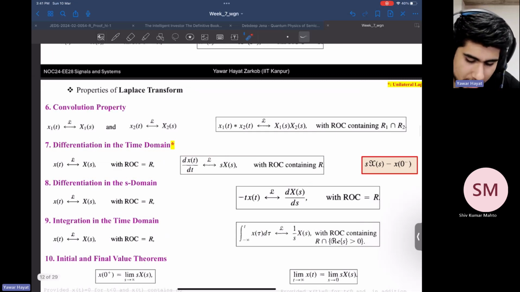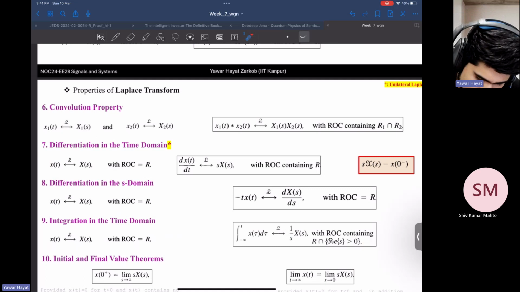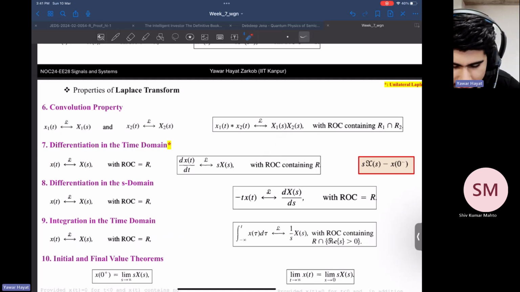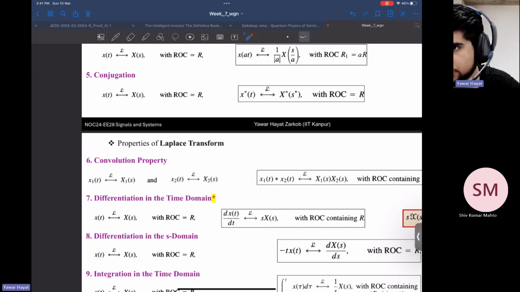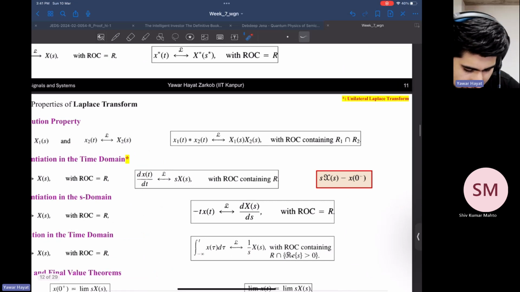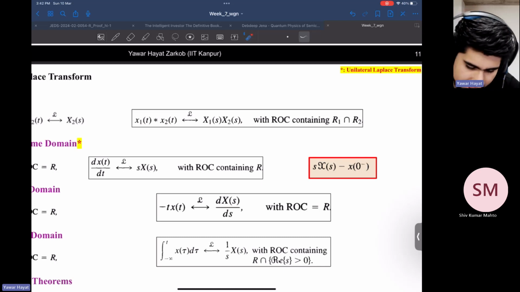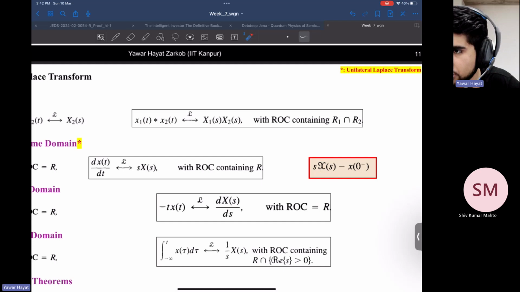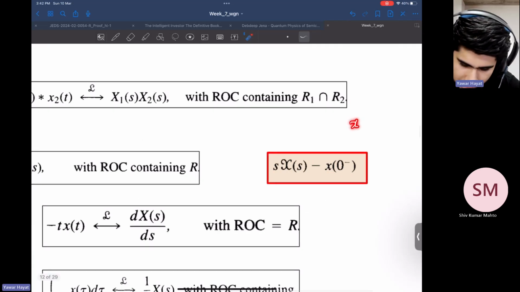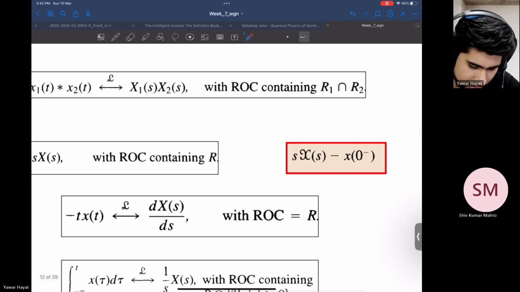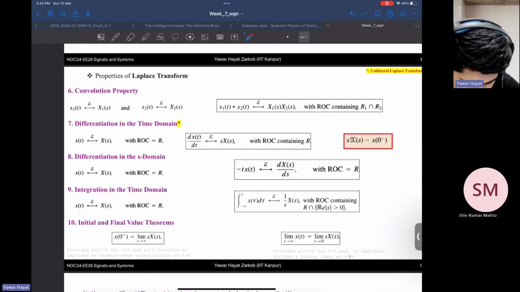This part is for the bilateral Laplace transform. Had I considered the unilateral Laplace transform, in which the lower limit was 0, this property differs. For the properties up till the sixth, whatever I showed you for the bilateral Laplace transform were valid for unilateral as well. Here it differs, for differentiation in the time domain. If I differentiate the signal in the time domain and compute its unilateral Laplace transform, the result is s times X of s, where X of s is the unilateral Laplace transform of x of t, minus x of 0 minus, which is x of t at t equal to 0 minus.